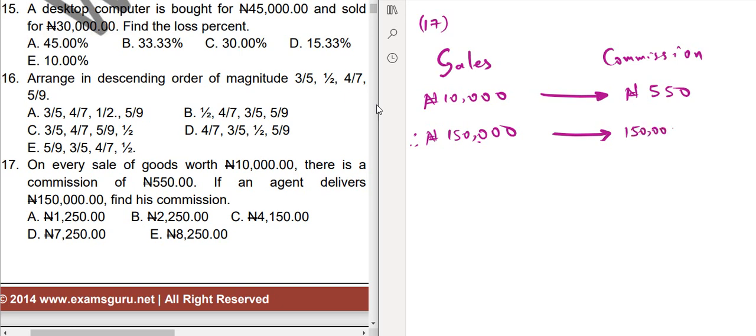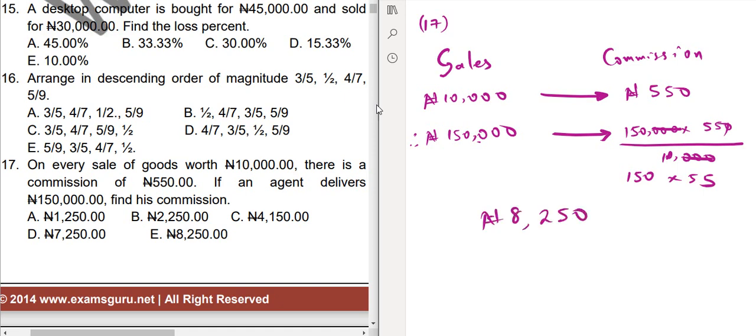150,000 times 550 over what? Over 10,000. Can we strike off zeros? 3 zeros go with 3 zeros, and 1 zero takes care of this. So we're left with what? 150 times 55. That's 8,250 naira. Okay, 8,250 naira. Option E.